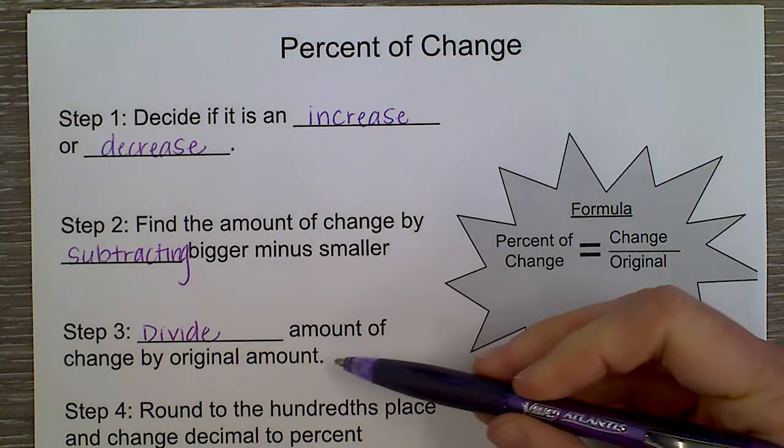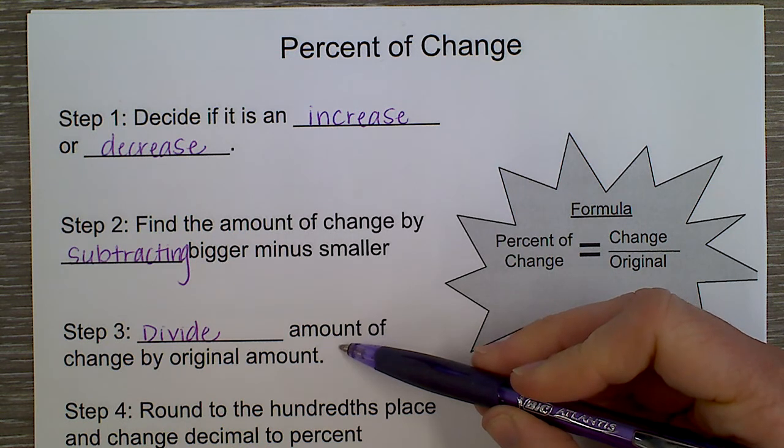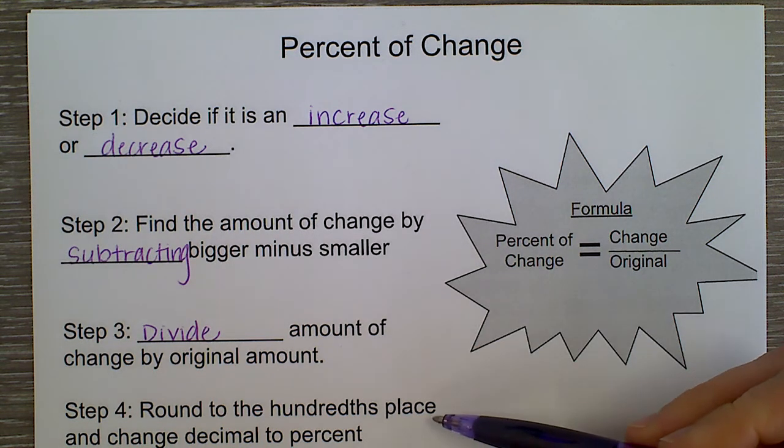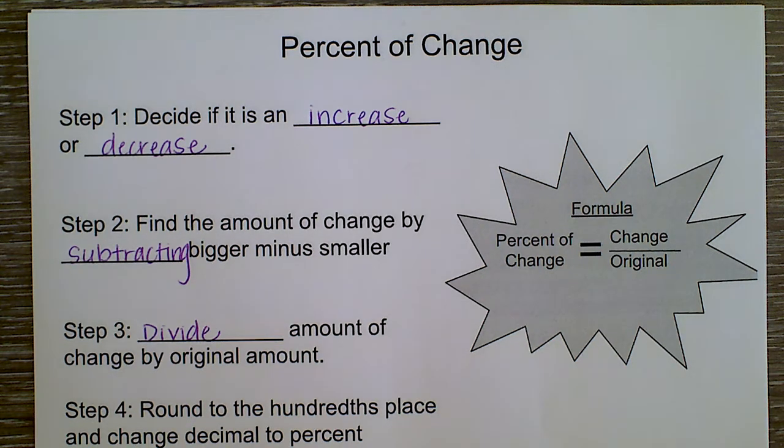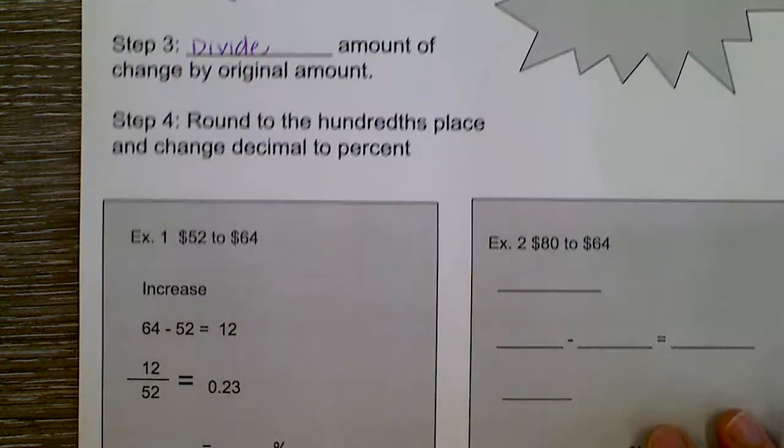In this case, it does matter which one comes first in your problem. And step four, you'll round to the hundredths place and change your decimal to a percent just by moving your decimal point over 2 places. We have 2 example problems.